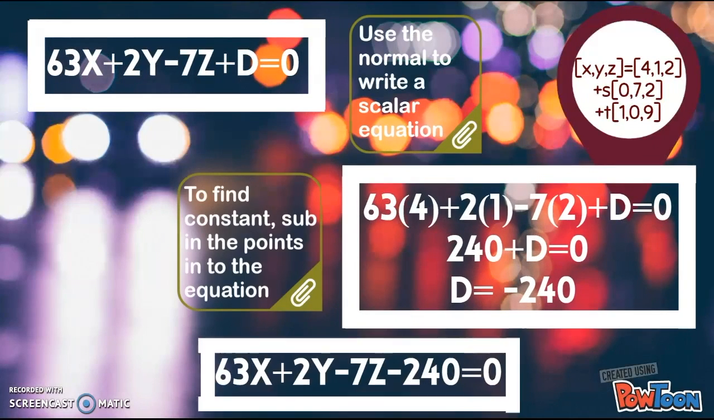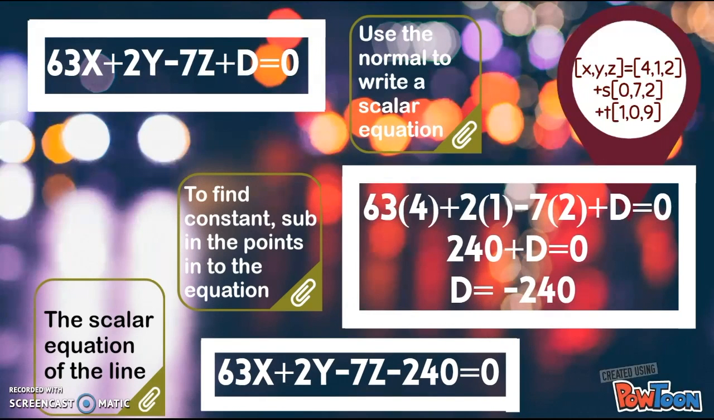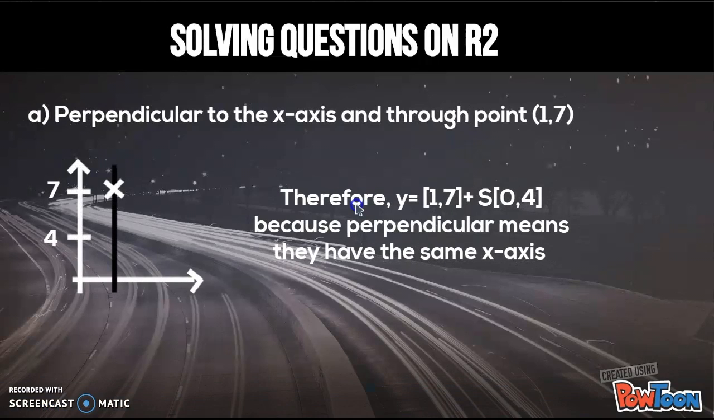After that, let's use the normal and make it 63x plus 2y minus 7z plus d equals 0. To find the constant, substitute in the point given in the vector equation into 63x plus 2y minus 7z plus d, and we will find the constant. The value we found for d is negative 240, and this is how it is written: 63x plus 2y minus 7z minus 240.